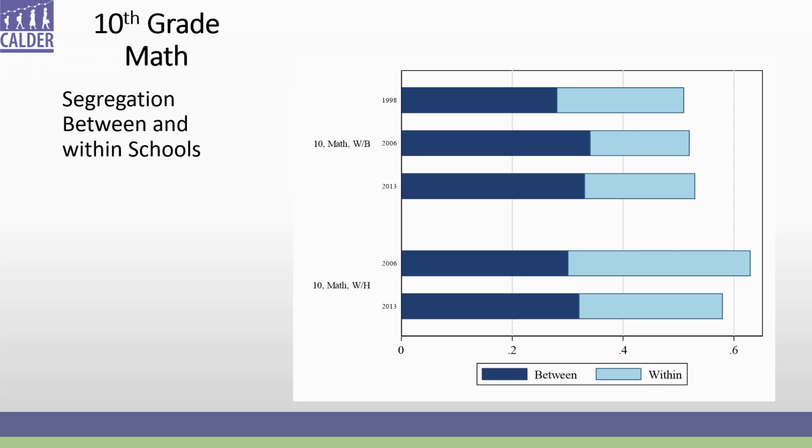A couple more things. The top three are white, Black in 3 different years. The bottom 2 are white, Hispanic in only 2 years, because the appearance of Hispanic students in the state has been pretty recent. The white Hispanic numbers are bigger than the white Black numbers. And that's one of the consistencies that we come up with.